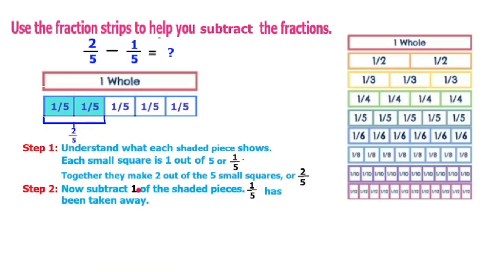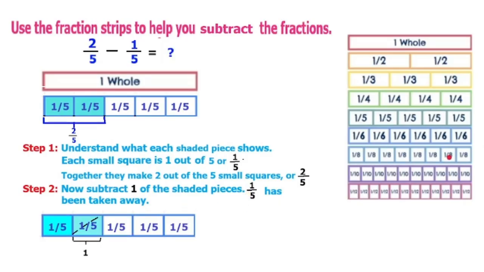Now we subtract one of the shaded pieces. 1/5 has been taken away. So this is how it would look if 1/5 is taken away.